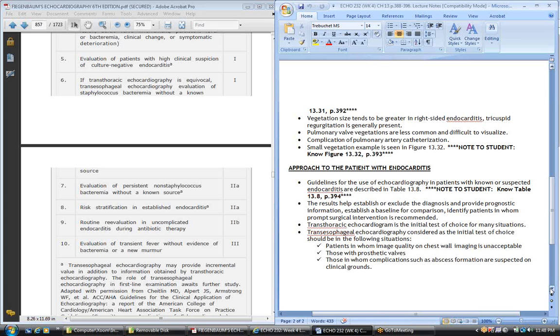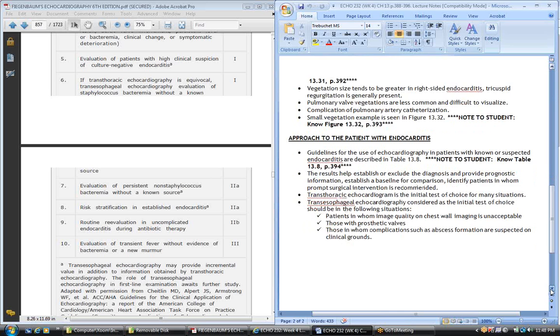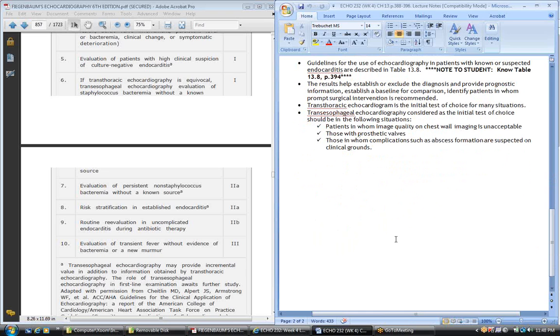This would be your large body habitus individuals, those with prosthetic valves, and those in whom complications such as abscess formation are suspected on clinical grounds. So if you know it's going to be a tough case, you probably want to discuss with your physician about going straight to TEE. However, it is very common that you can find these vegetations, if you know what you're looking for and where to look, on the valves, specifically on the valves, or any external devices, pacemaker leads, those kind of things that would be in the heart.